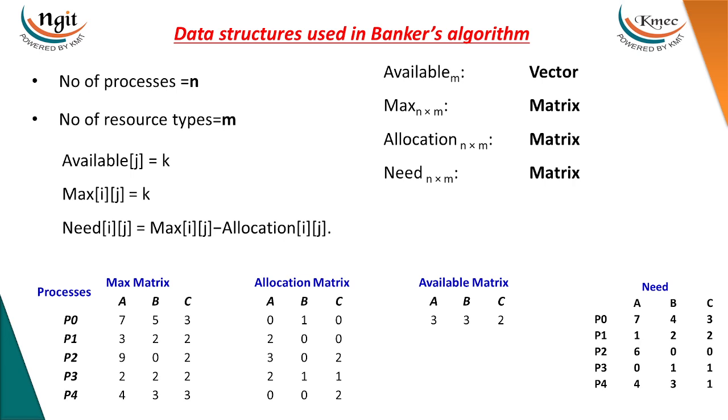Before going to the safe state and resource request algorithm, let's see the data structures used here. Let us take this example. First, the number of processes: n equals 5, that is 1, 2, 3, 4, 5. And the number of resource types is 3: A, B, C.